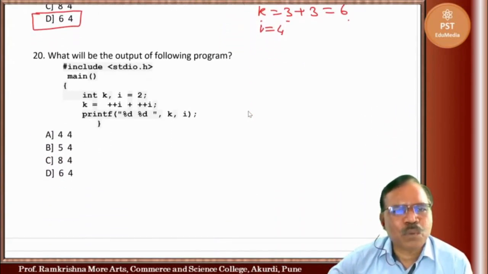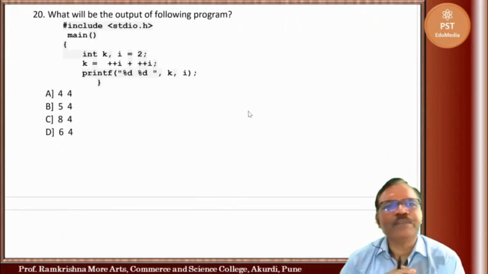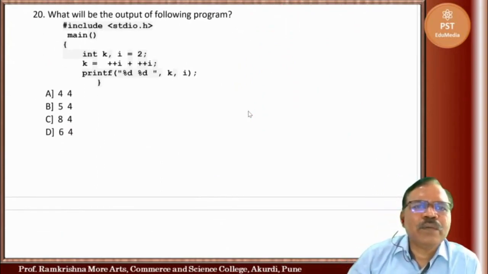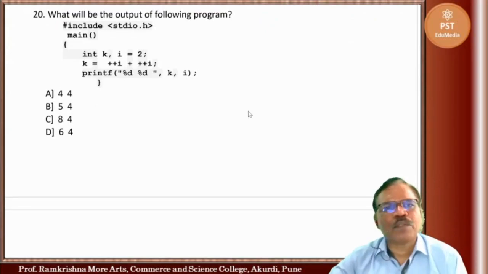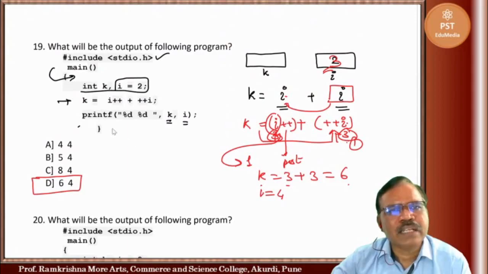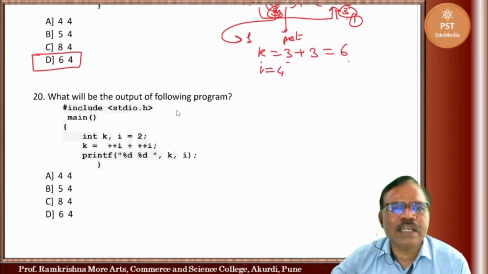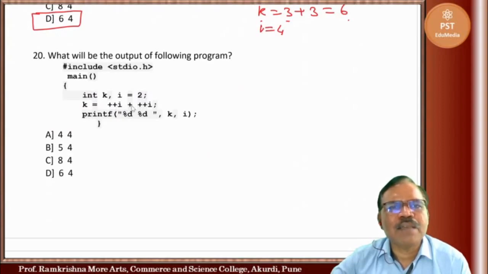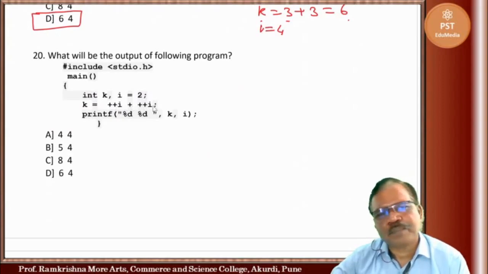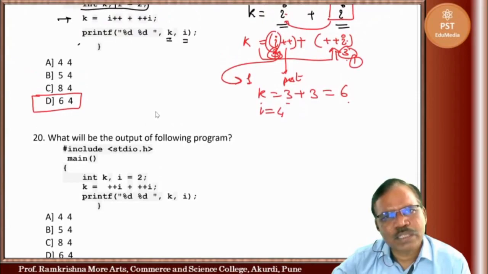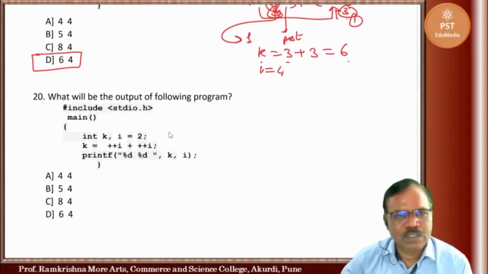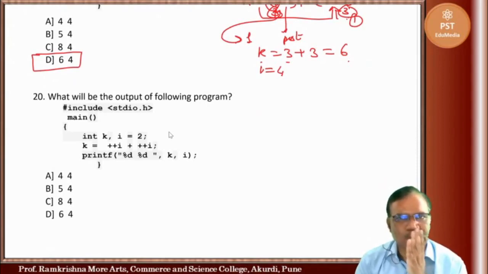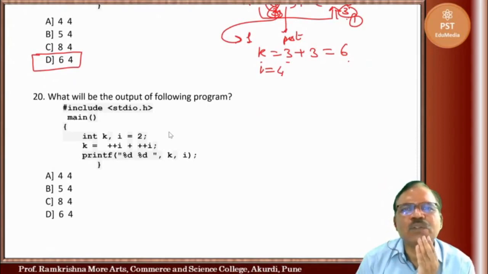Now the same program but with a slight modification. Here we have taken ++i + ++i, so both have pre-increments. Earlier it was i++ + ++i, here it is ++i + ++i. So what is the output here? Is there any change in output?